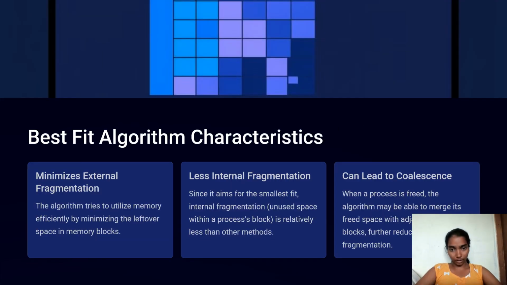Best fit algorithm characteristics. Minimizes external fragmentation. The algorithm tries to utilize memory efficiently by minimizing the leftover space in memory blocks. Less internal fragmentation. Since it aims for the smallest fit, internal fragmentation is relatively lesser than the other methods. And it can lead to coalescing. When a process is freed, the algorithm may be able to merge its freed space with the adjacent blocks, further reducing fragmentation.